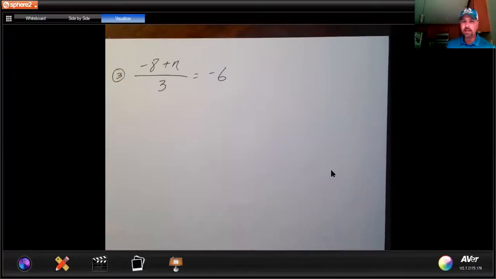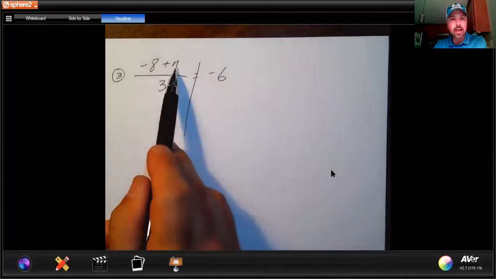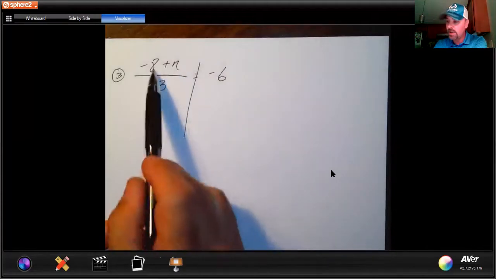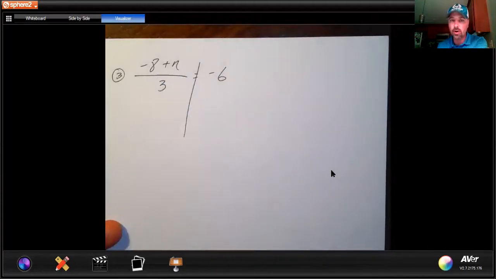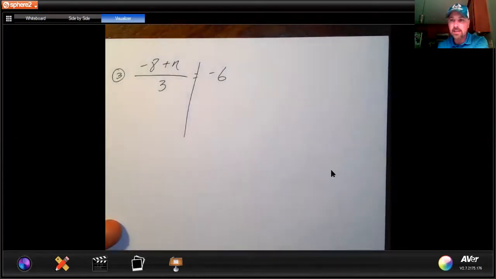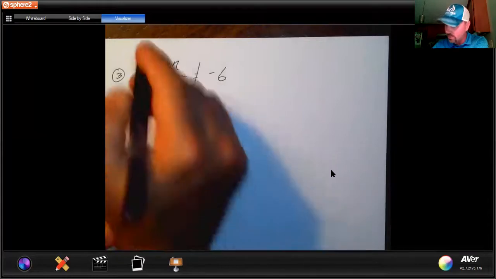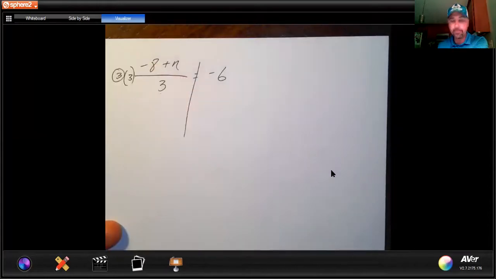-8 plus n divided by 3 is equal to -6. All right, so remember my goal is to isolate the variable. So I got to get rid of these two numbers in the correct order, okay? As of right now, I cannot get to the -8 as it's part of another problem. And so in order to get to it, I first must get rid of this 3. So I want to do the opposite of what's being done with this 3. This 3 is being divided, so I'm going to do the opposite of that by multiplying by 3, okay?